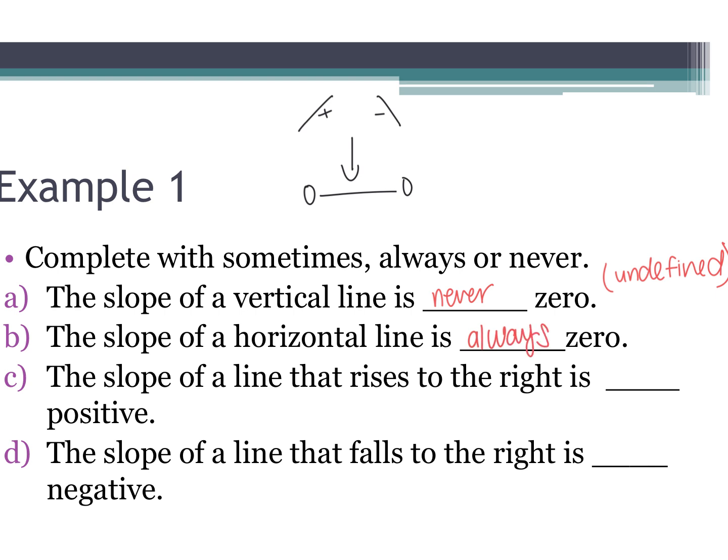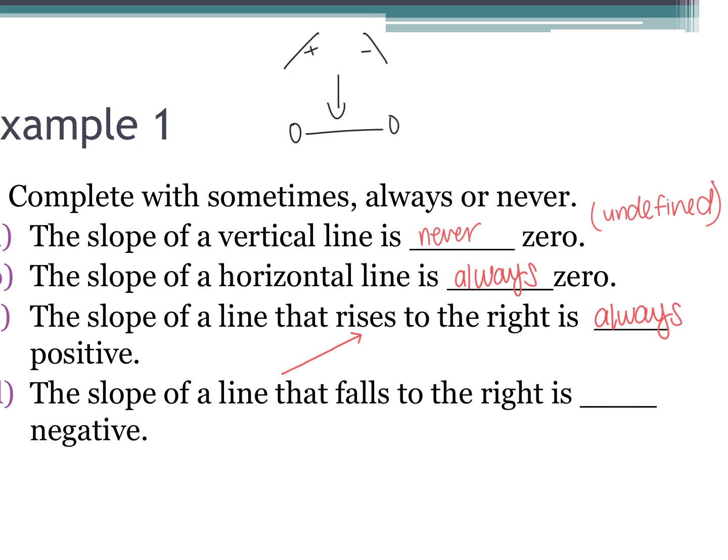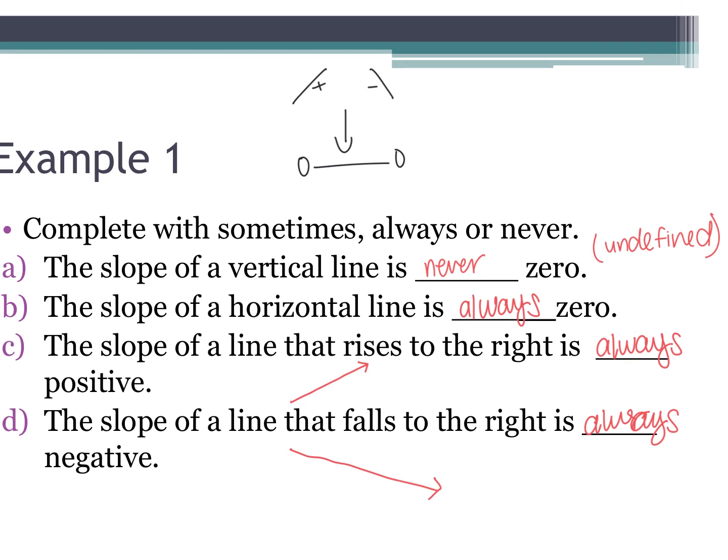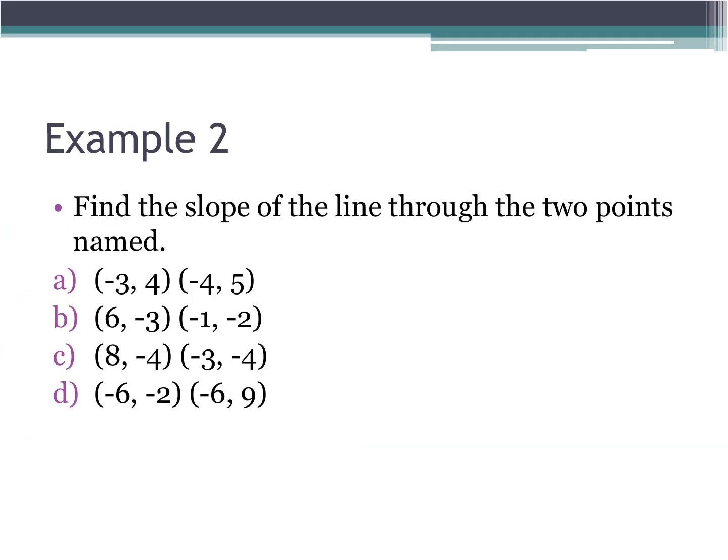The slope of a line that rises to the right, so I'm going to draw that. It rises to the right, is blank positive. Always. Good, this is always. And then the slope of a line that falls to the right is blank negative. Good. Always negative.